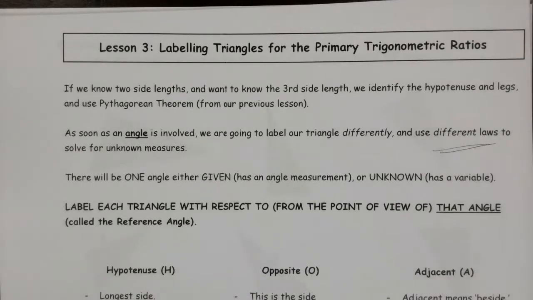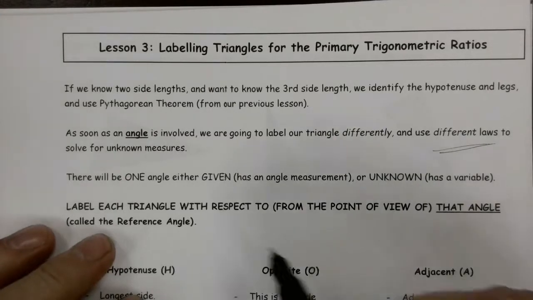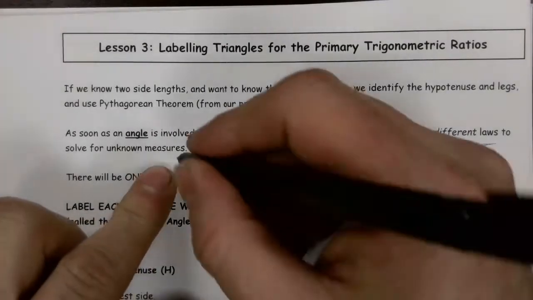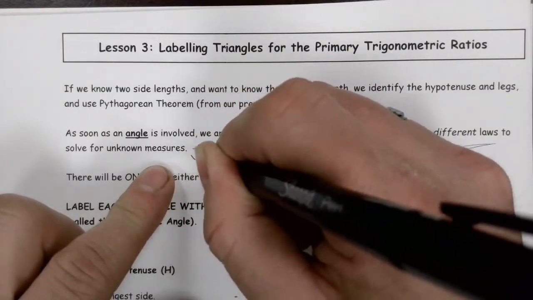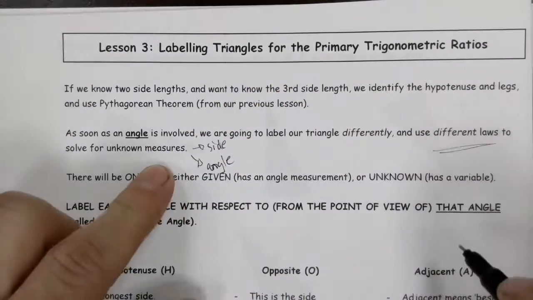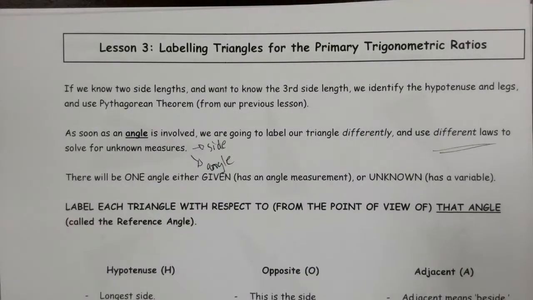Because now it's not just the sides that we might be looking for, it might be those unknown angles. That's why we just say measures here, because that measure could be a side, or now it could also be an angle. Okay, so there's a couple of things we might be looking for here.